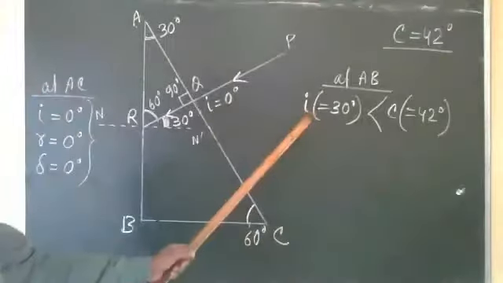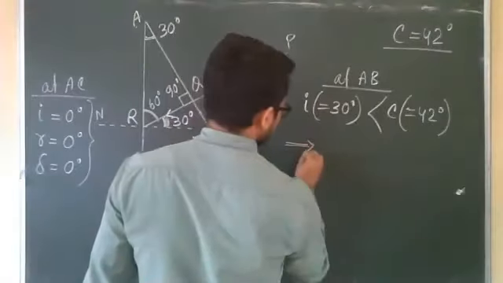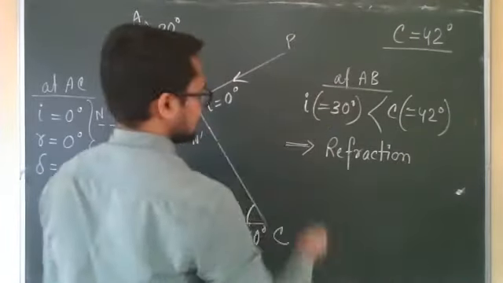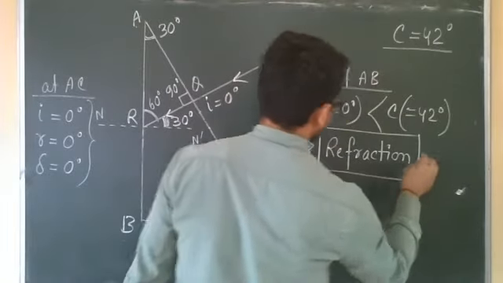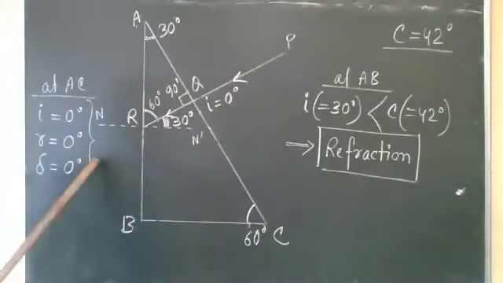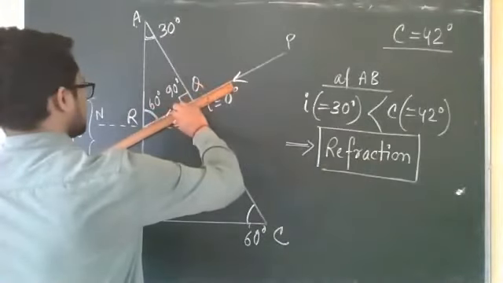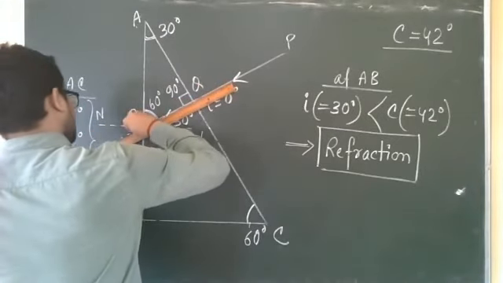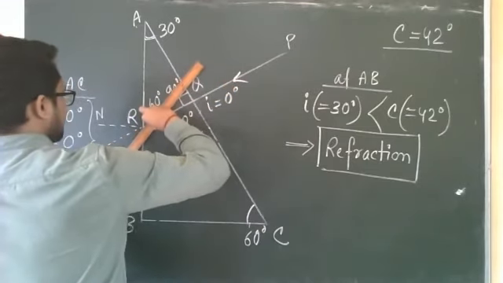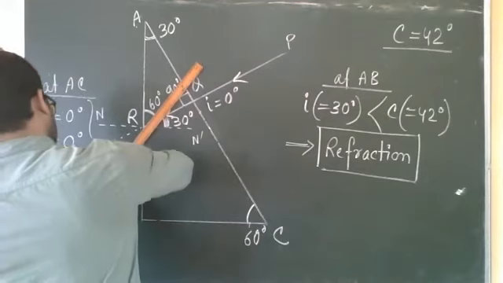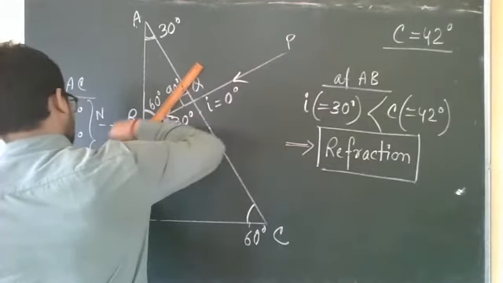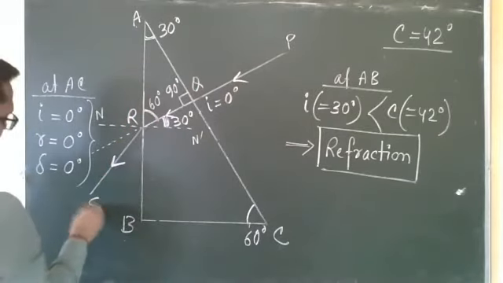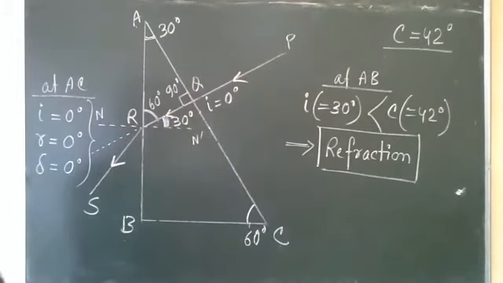So in this condition, what will happen? Only refraction will occur at this surface. Refraction means it will come out into the air medium. But it is going from denser to rarer, so this is the actual path. Denser to rarer, that means it will bend away from the normal. So PQR, this is S. So this is the ray diagram.